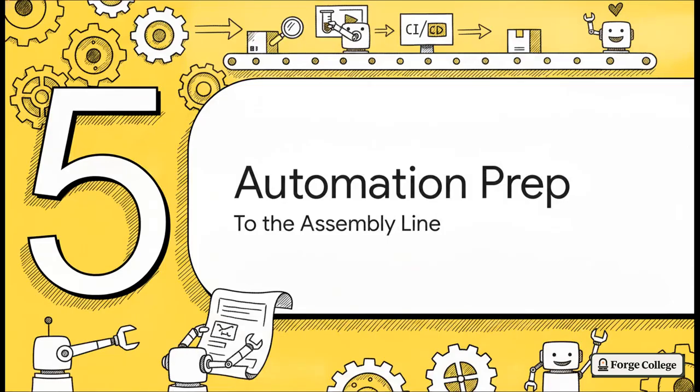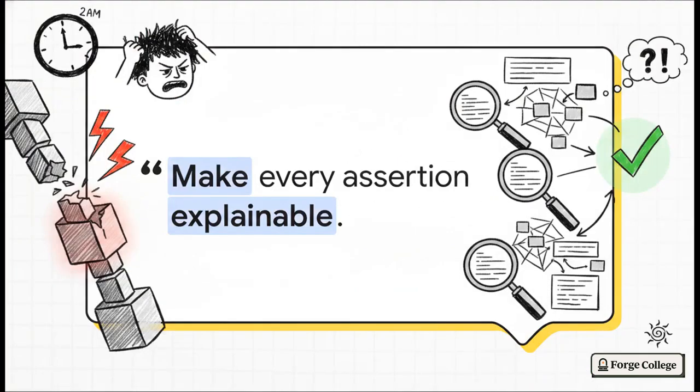And finally, Section 5, Preparing for Automation. We've got our stable, predictable blueprint. Now we need to prep it for the automated assembly line of continuous integration, or CI. Running tests locally on your laptop is great and all, but having a robot rigorously check your work on every single code commit, that is true engineering bliss. If you only remember one golden rule from this entire explainer, let it be this: make every single assertion explainable.